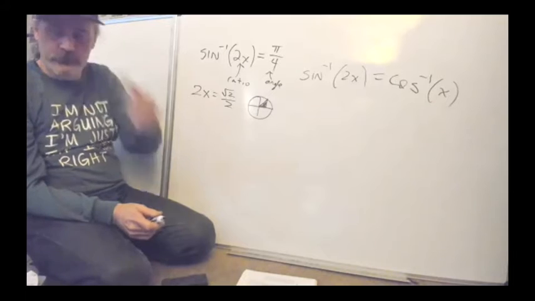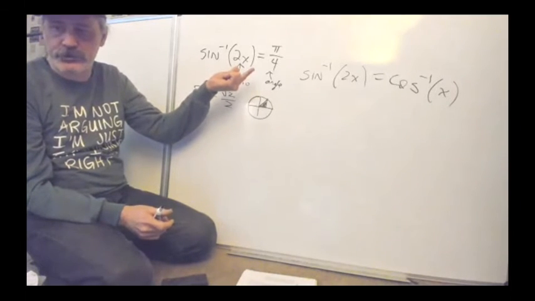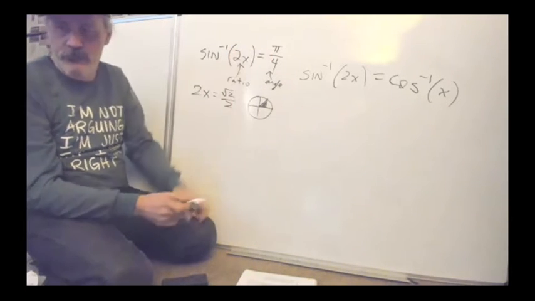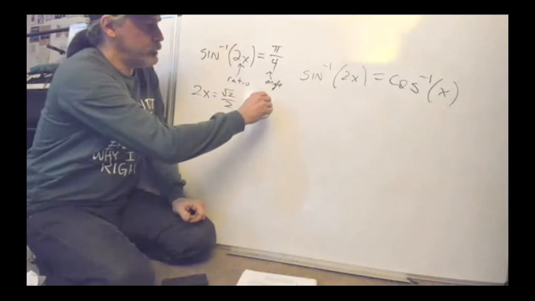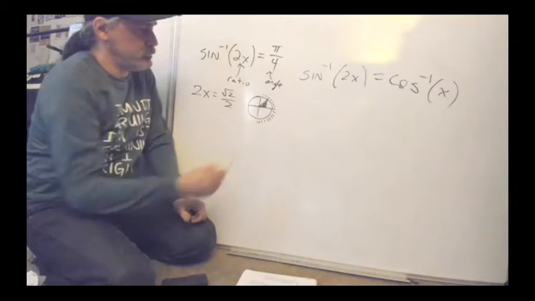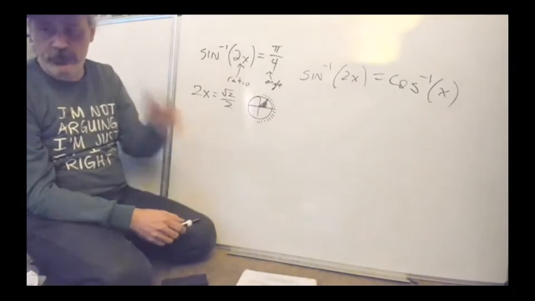So that's just thinking about these quantities, understanding that the input to the inverse is a ratio, the output is an angle location. And if you remember with the sine, the output's going to be in the first and fourth quadrant regions, if you remember the principal values.